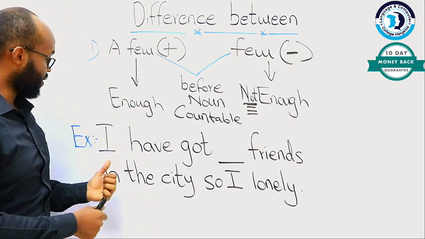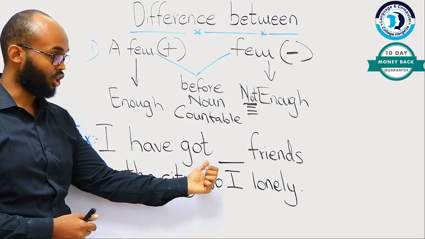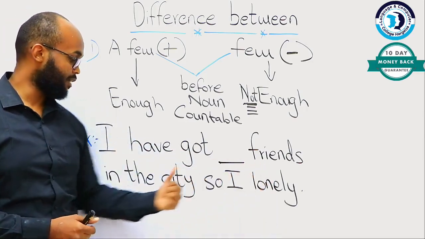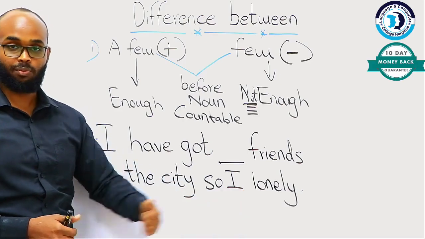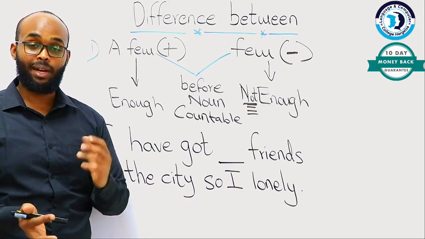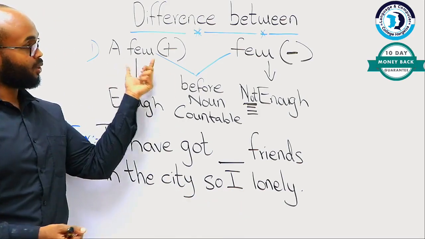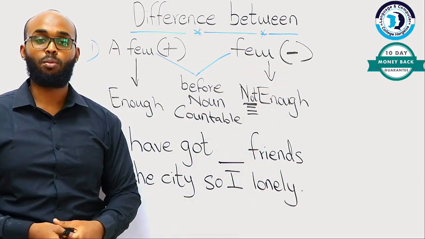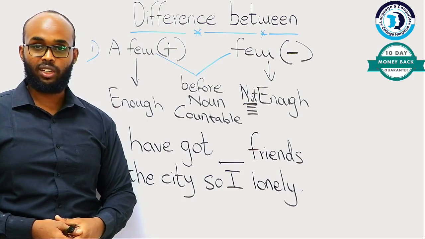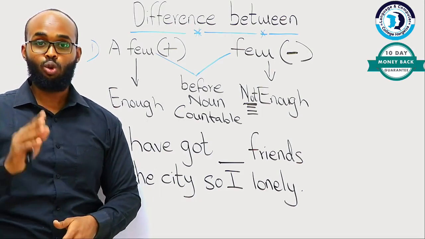Okay, look here. Example: I have got dash friends in the city, so I am lonely. A few or few? Tell me, write it down in the comment section. I'm going to give you 15 seconds.